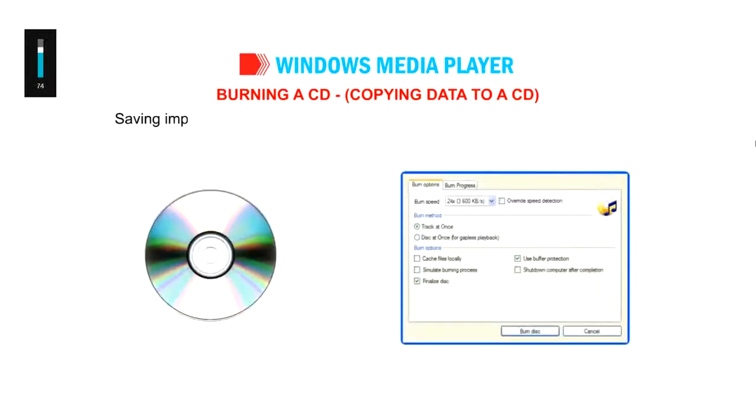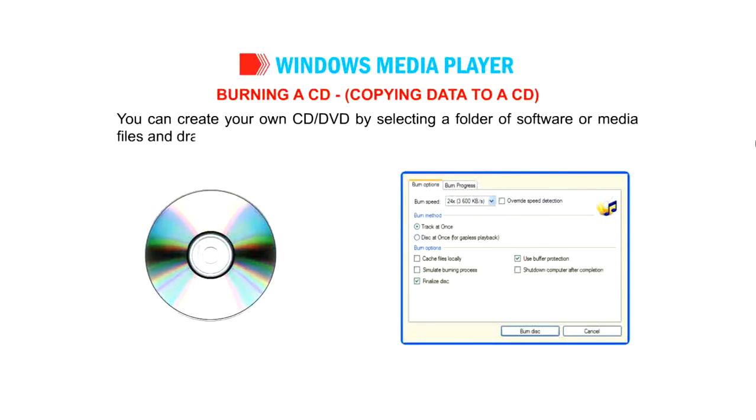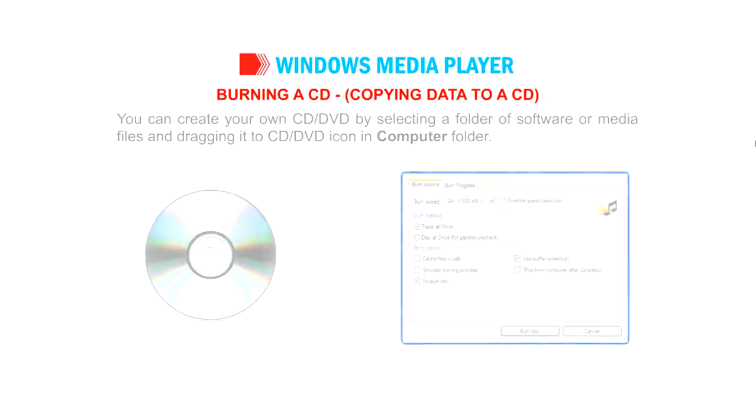Students, let me tell you how to burn a CD. Copying data to a CD. Saving important information on a CD or DVD is as easy as saving on a hard disk. You can create your own CD or DVD by selecting a folder of software or media files and dragging it to the CD or DVD icon in the Computer folder.